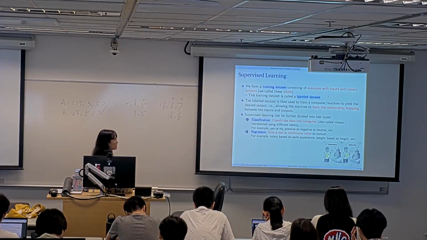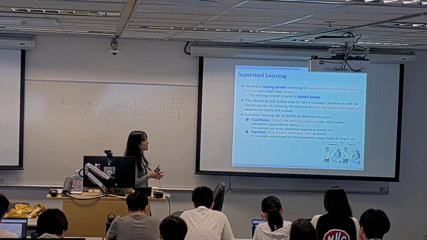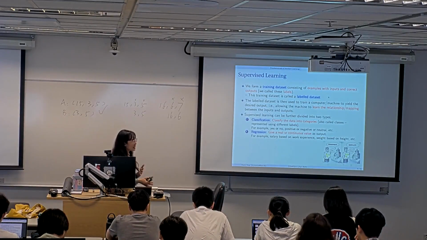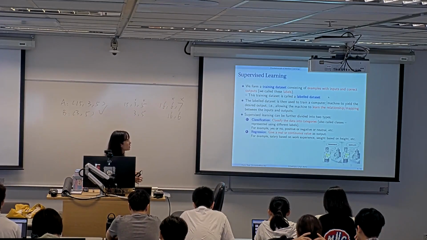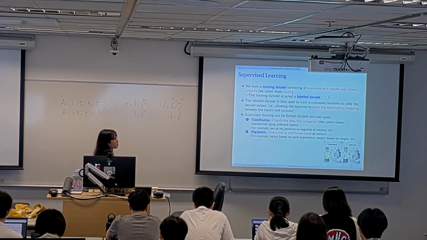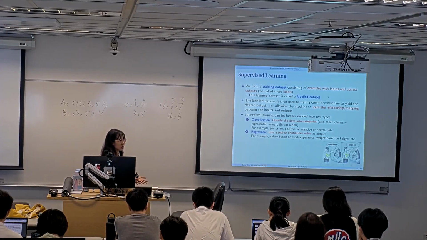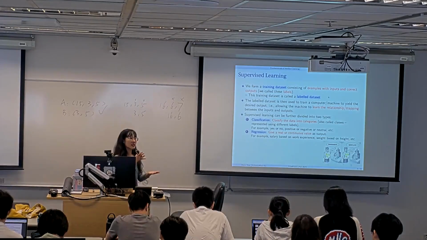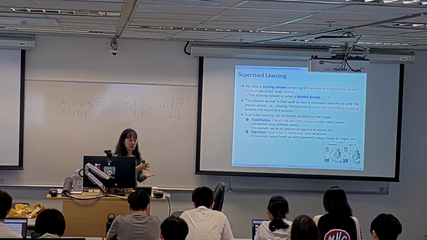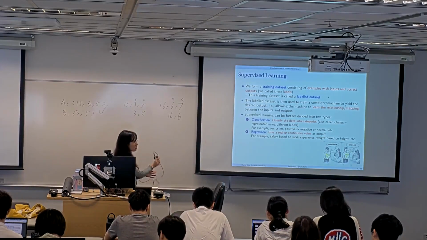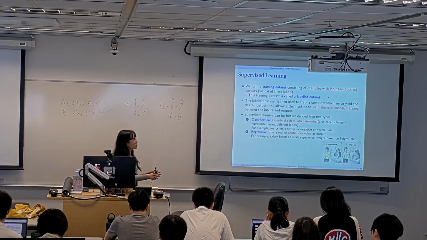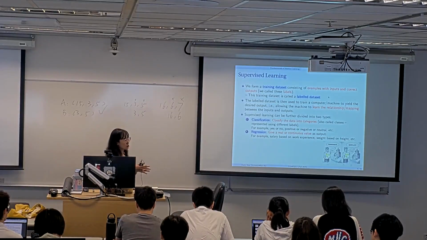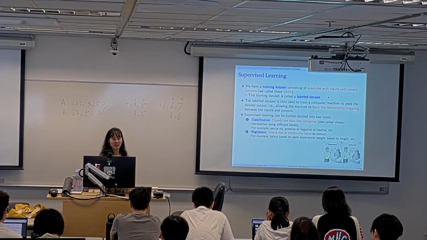And then this labeled data set is used to train a machine to yield desired output. So that is allowing the machine to learn the relationship, or we say the mapping, between inputs and outputs. Basically because you already give the inputs and the labels, the machine just tries to learn the relation between the inputs and the labels, so that later on it can use the relationship it learned to do prediction for some new data.